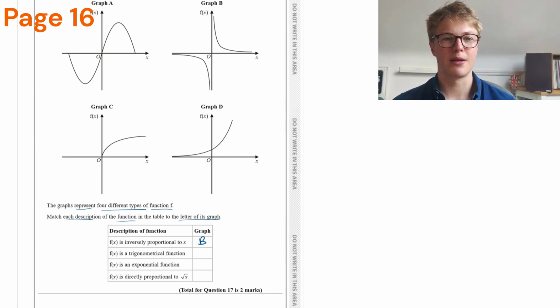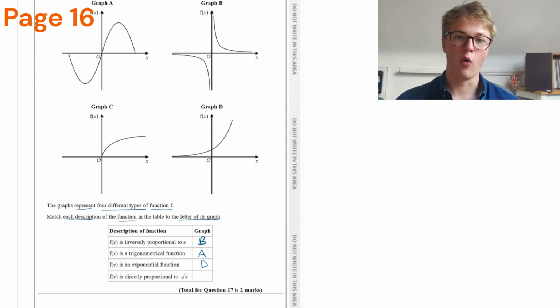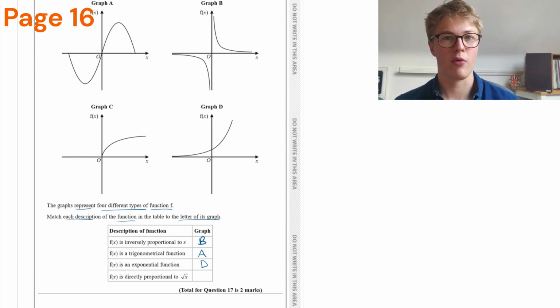Then f(x) is a trigonometrical function. So this is A. We can see this is sine x. If you're not sure, just give that a double check and then we can move on. f(x) is an exponential function. This is a graph of the type y equals pq to the power of x. And as we can see, as x gets larger, y gets exponentially larger, which is why it's graph D. Then we're left with C, which is f(x) is directly proportional to the square root of x.